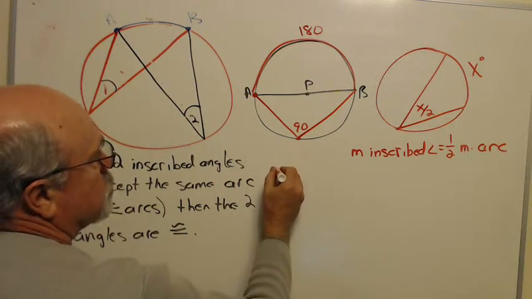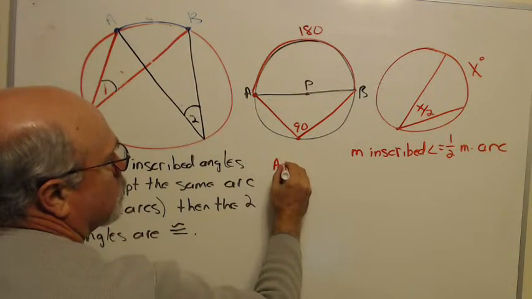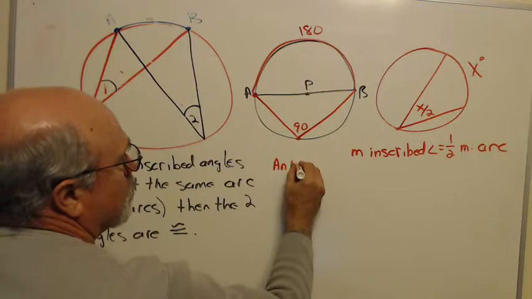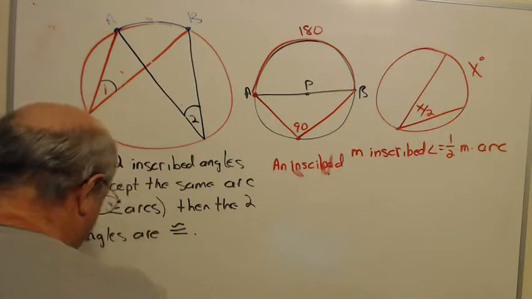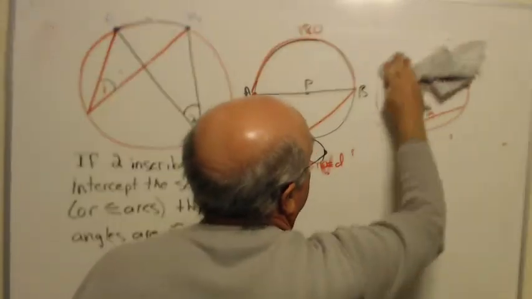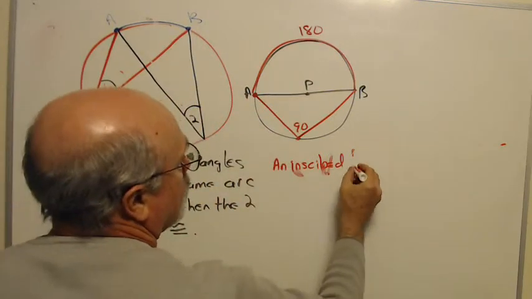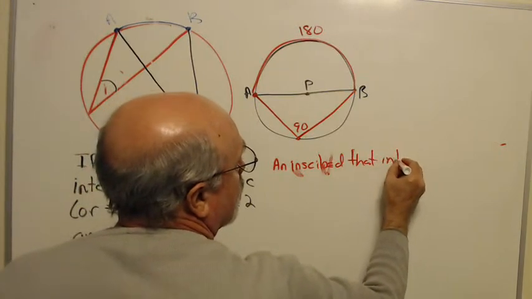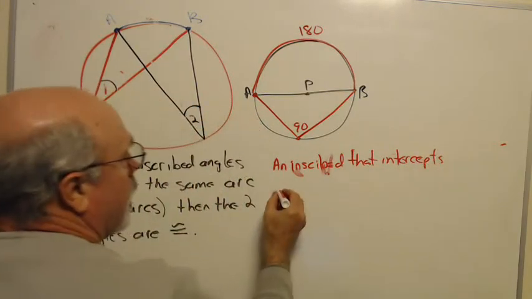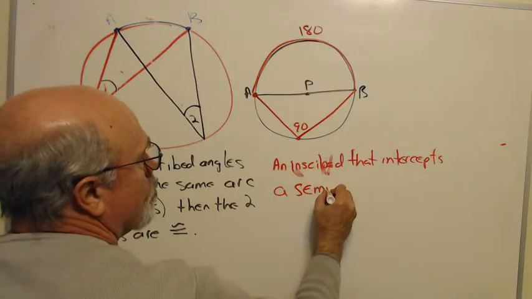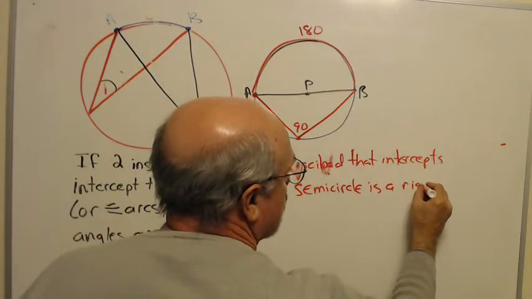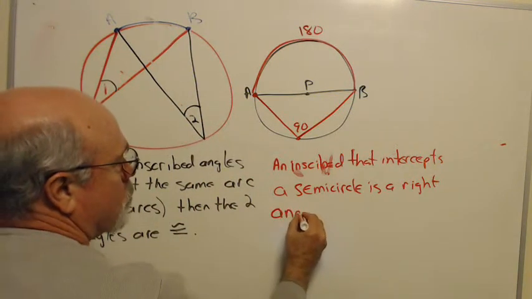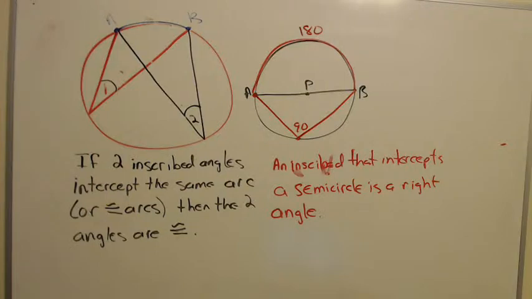So the rule just says in words that an inscribed angle that intercepts a semicircle is a right angle. Okay, we have one. You might want to get those down because I'm going to have to erase.